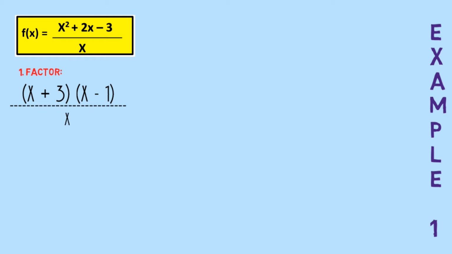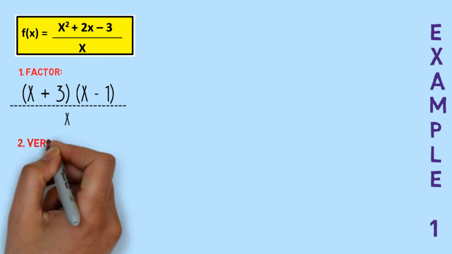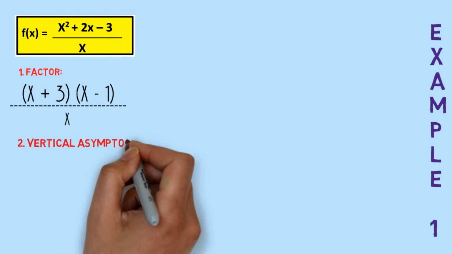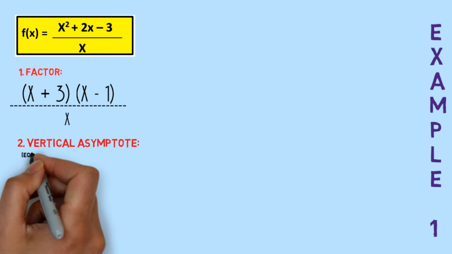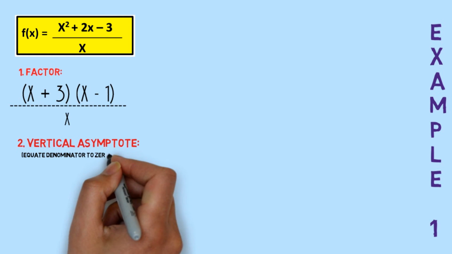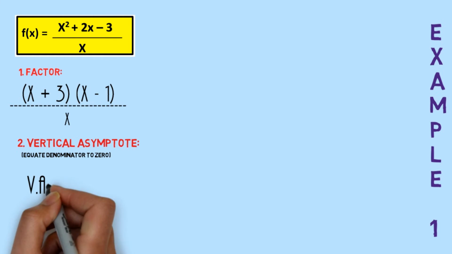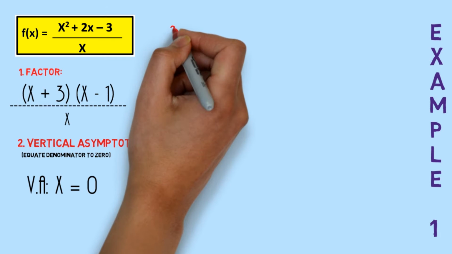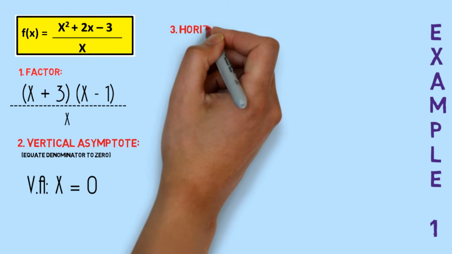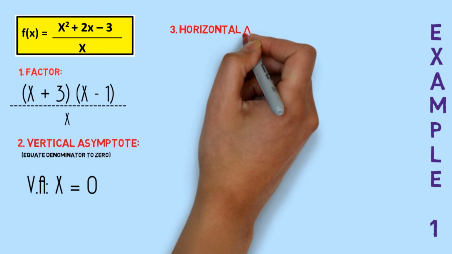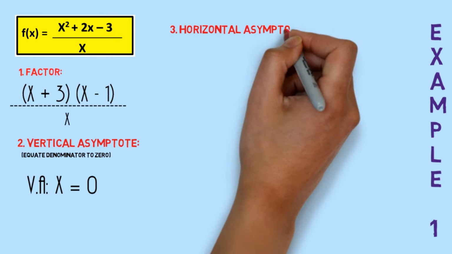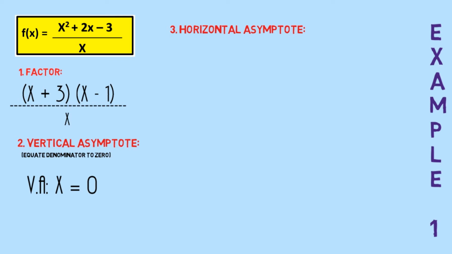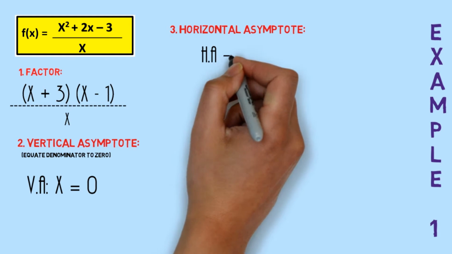From the simplified form, get the vertical asymptote. And how? By equating the denominator to 0. So the vertical asymptote is x is equal to 0. Now let's find the horizontal asymptote. The degree of the polynomial in the numerator is 2. It is quadratic, while the degree of the denominator is 1, so it is linear. The power of the numerator is greater than the denominator, so we have no horizontal asymptotes.